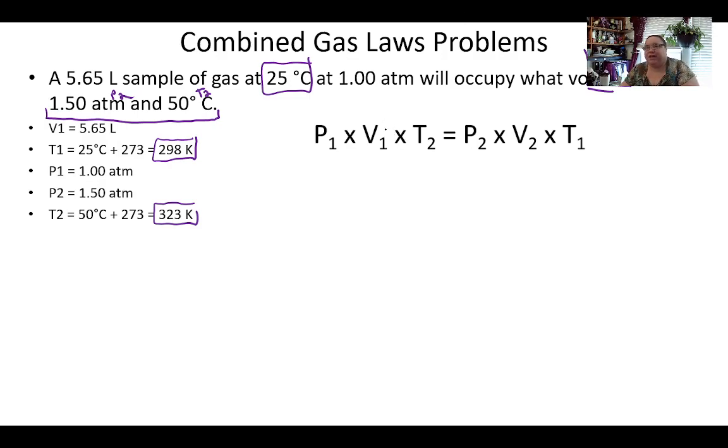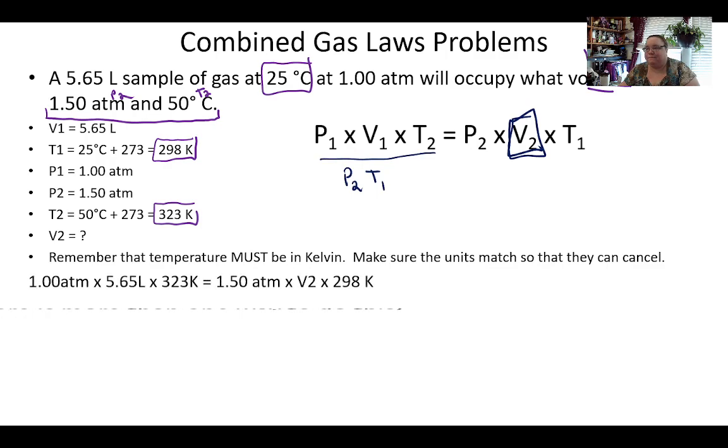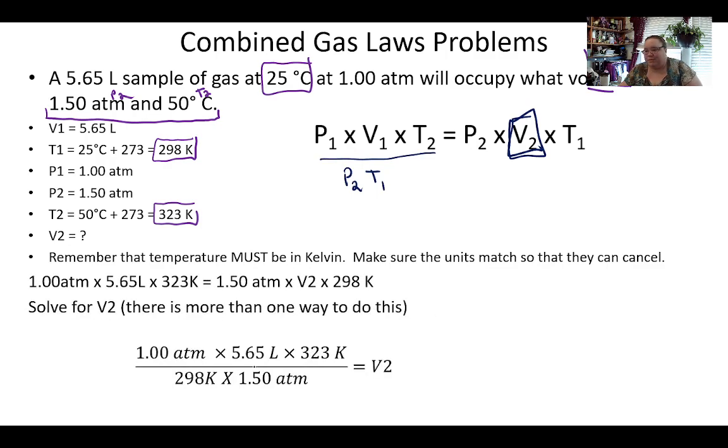So we're asked to find V2. That means we need to divide both sides of the equation by P2 T1. Notice atmospheres divided by atmospheres, it cancels out. Kelvin divided by Kelvin, it cancels out. We are left with liters. Liters measures volume, so the units and the numbers should agree.